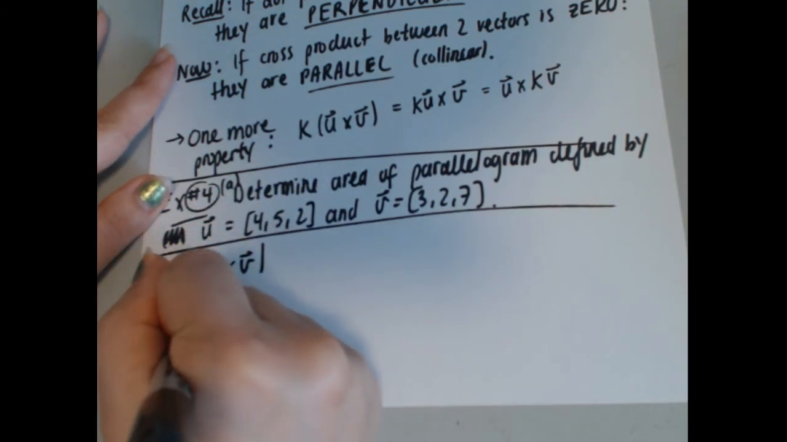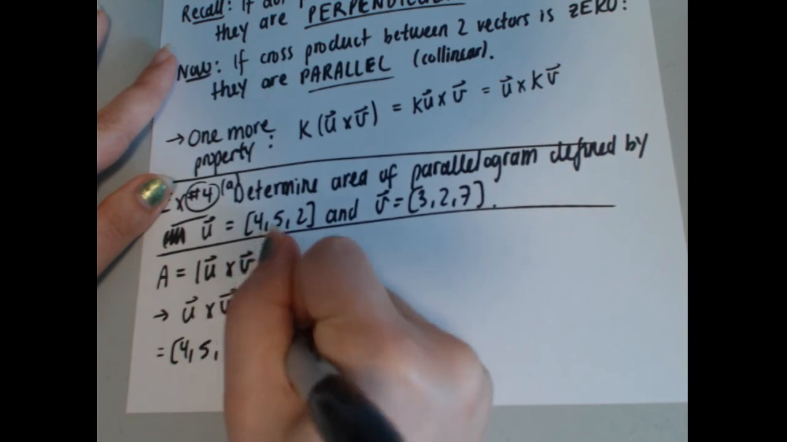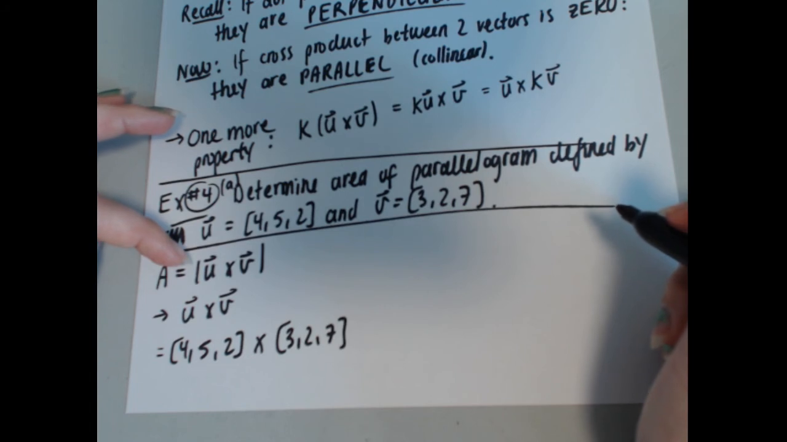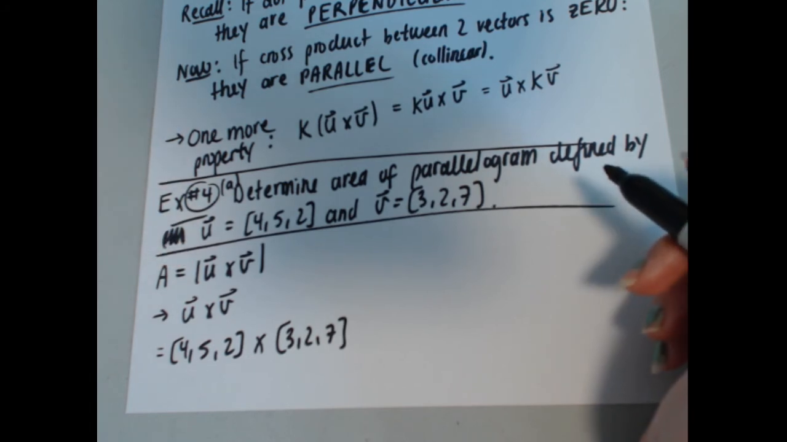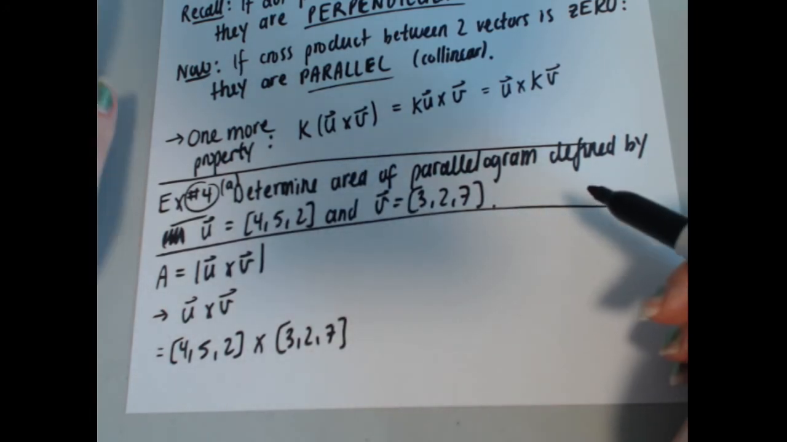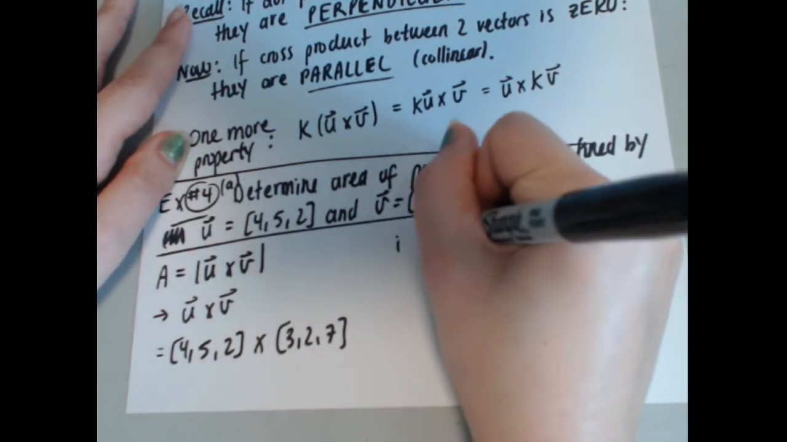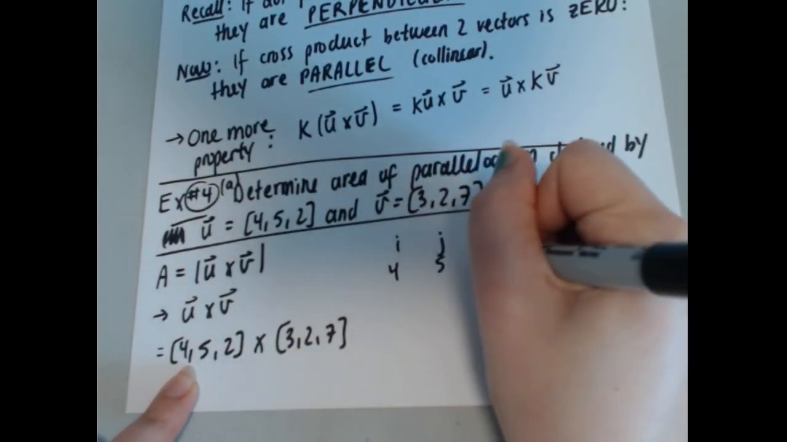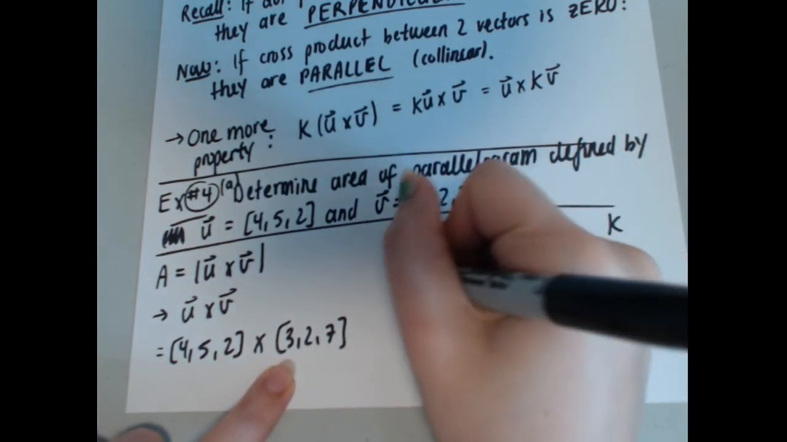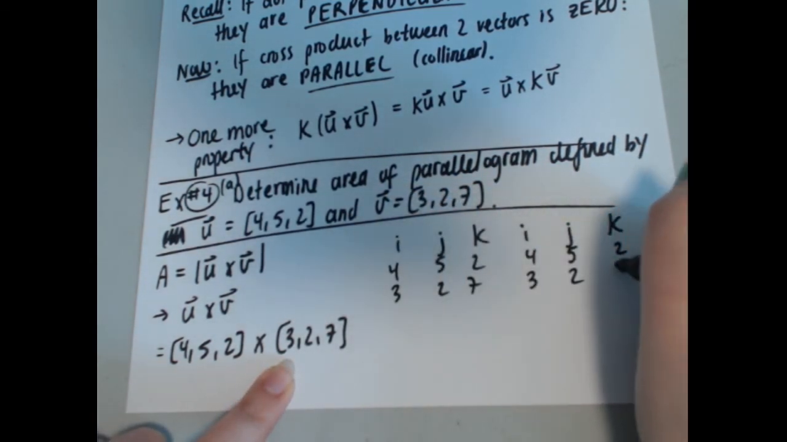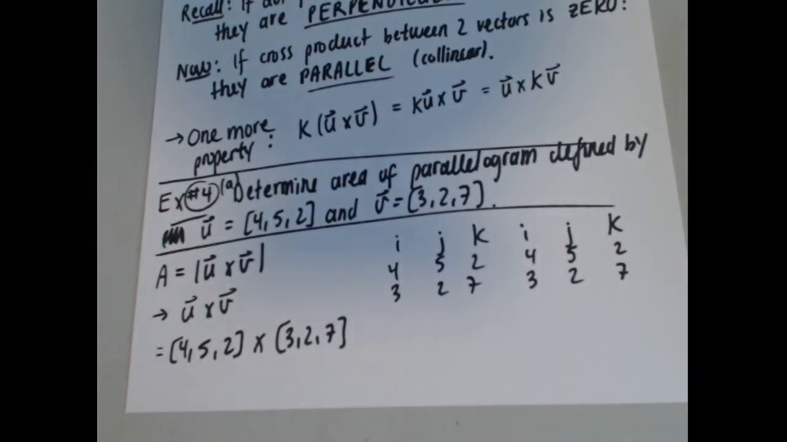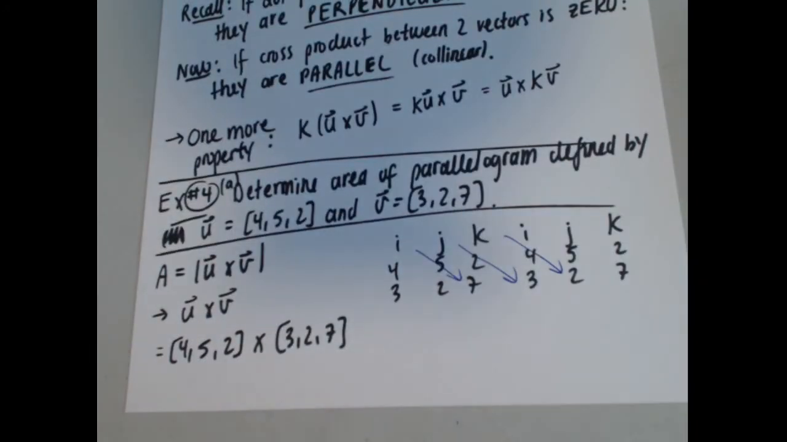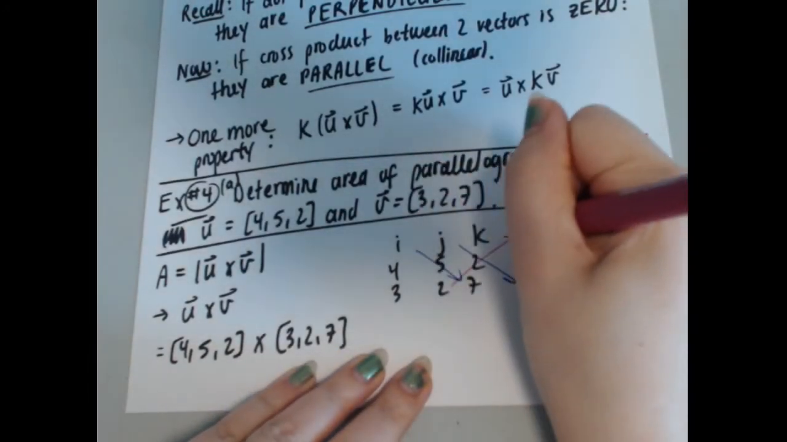Okay, so that means we need 4, 5, 2 cross 3, 2, 7. Now, since we're finding the magnitude, it doesn't really matter which order you do it, although just for the sake of being complete and thorough, I like to keep it the same. Okay, so here we go: i, j, k, i, j, k. So here we go: 4, 5, 2, 4, 5, 2, and then 3, 2, 7, 3, 2, 7. Okay, I'm going to draw my arrows in now. And so there's my downward arrows and upward arrows.